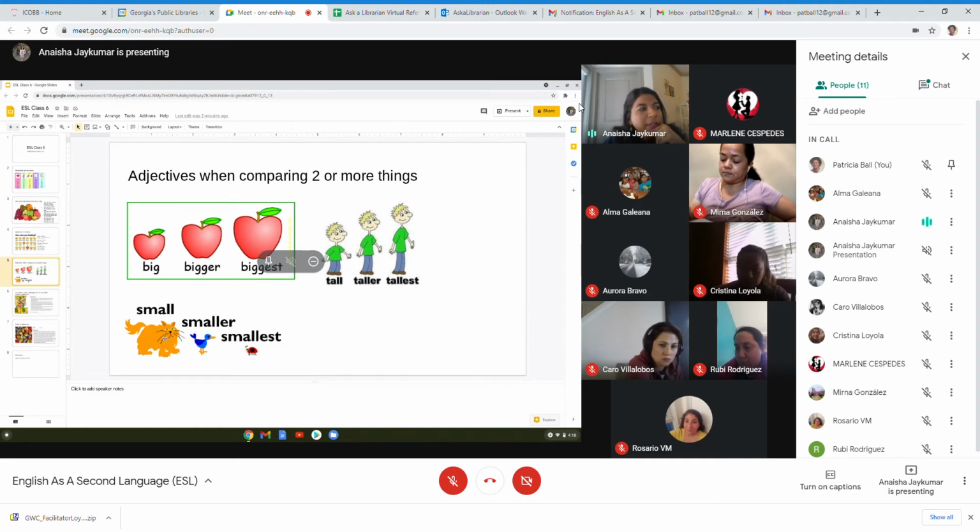Okay, so let's look at some animals. You can say, I have a small cat. The bird is smaller than the cat. And here you have a little bug. The bug is smallest in size. So we're talking about size here.